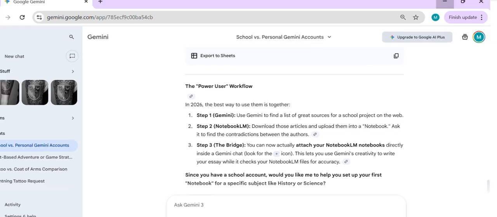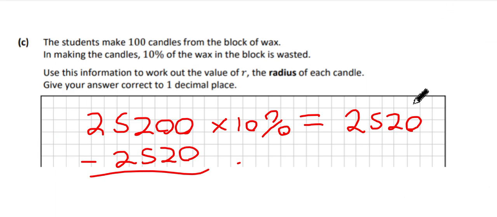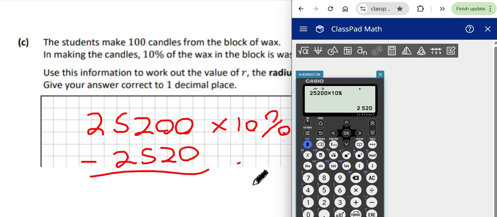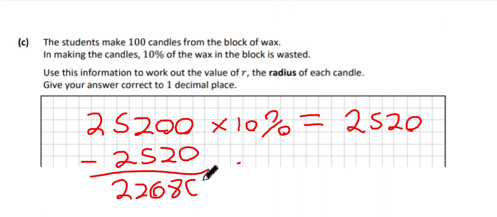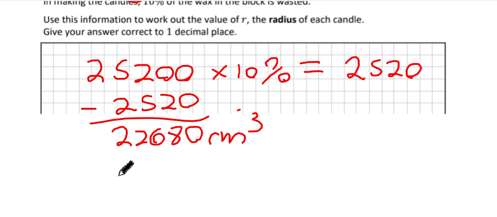25,200. 22,680. Is that okay? Now, what happens to this wax, the 22,680? What does all that wax turn into? How many? Turns into 100 candles, yeah? So why don't we divide this by 100 and figure out what one candle is? So what is one candle? Let's divide that by 100.